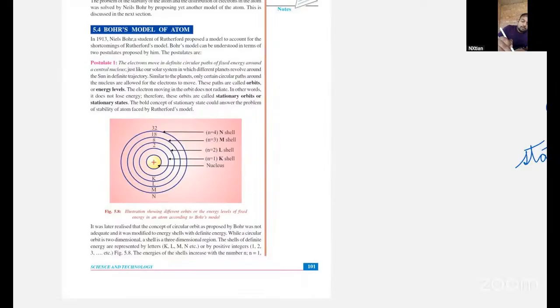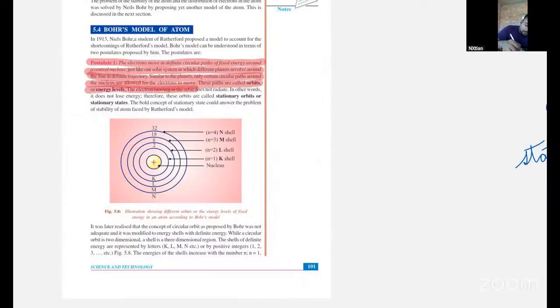Underline this postulate. They can ask you what are the postulates of the Niels Bohr atom. So please underline this postulate number 1. And this is very important, and you have to explain this also. These paths are called orbits or energy levels.